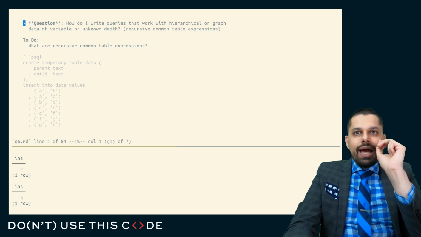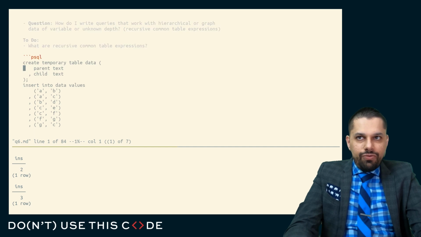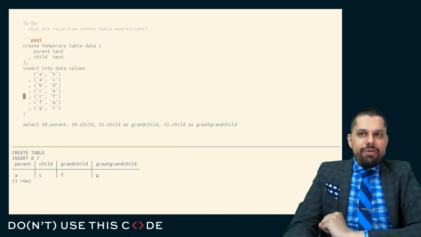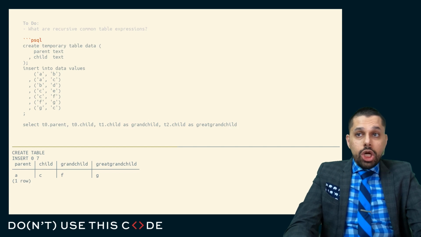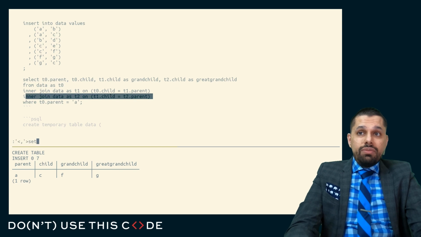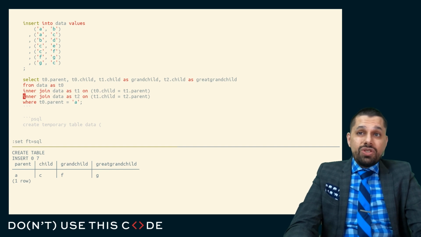This question is titled, how do I write queries that work with hierarchical or graph data of variable or unknown depth? Because we've seen this before. If I have some sort of graph and I want to figure out what the children are, that's just a select. If I want to figure out what the grandchildren are, that's just a select with a single level join. If I want to figure out what the great-grandchildren are, that's just 2 levels of join. But I can only look a fixed window down.